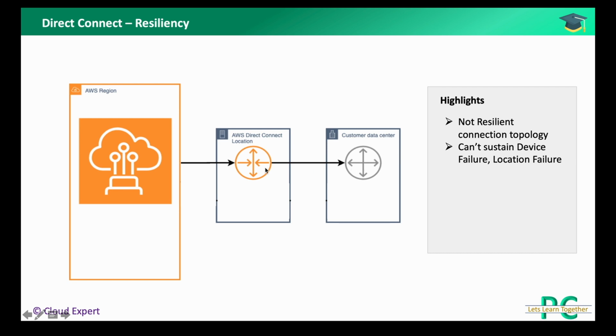There was only one channel or only one cable from the customer data center to the AWS Direct Connect location. You can understand this topology is not highly resilient because it cannot sustain device failure or location failure, or the cable connection may go out, or there could be a cable fault also. Although these routers are highly available in nature, the total AWS Direct Connect location can be down, right? This connection is not resilient. Now the next question is, how can we make this connection a resilient connection?